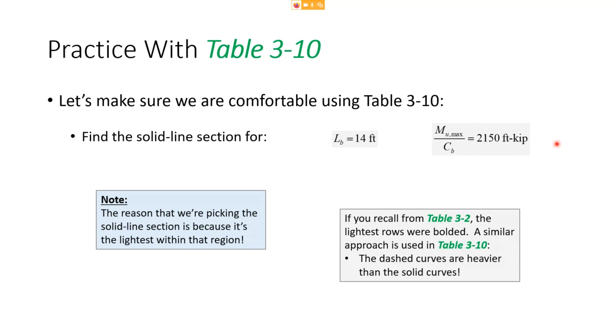And if you want an analogy to table 3-2, remember table 3-2, how you had a bunch of sections, but the top row was bolded and the bold row was the lightest? Well, here you've got dashed lines and solid lines, and the solid lines are the lightest. So it's kind of the same thing. So LB is 14, MU over CB is 2150. Tell me, what is the lightest section?